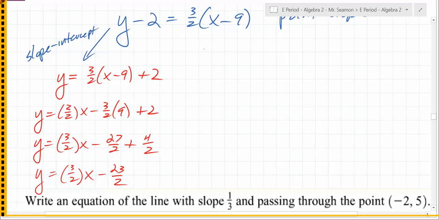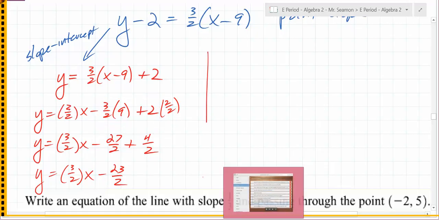4 over 2. How did I get 4 over 2? I multiplied 2 by 2 over 2 so I could get a common denominator. You need to add these two fractions together. You need a common denominator. How many halves are there in 2? There's 4 of them. So what's the other form we could go into?